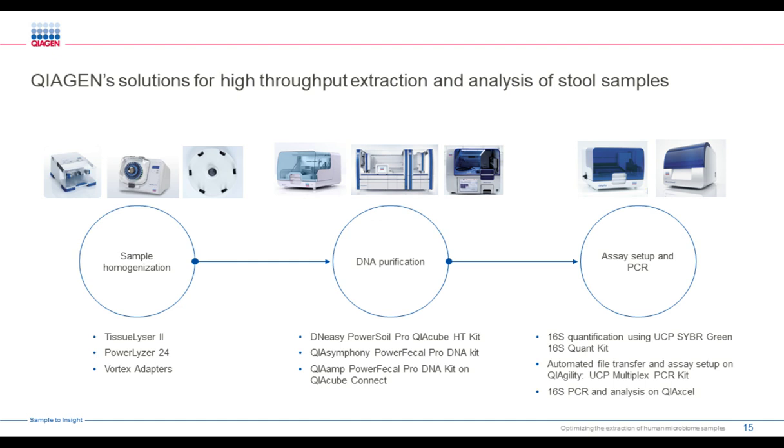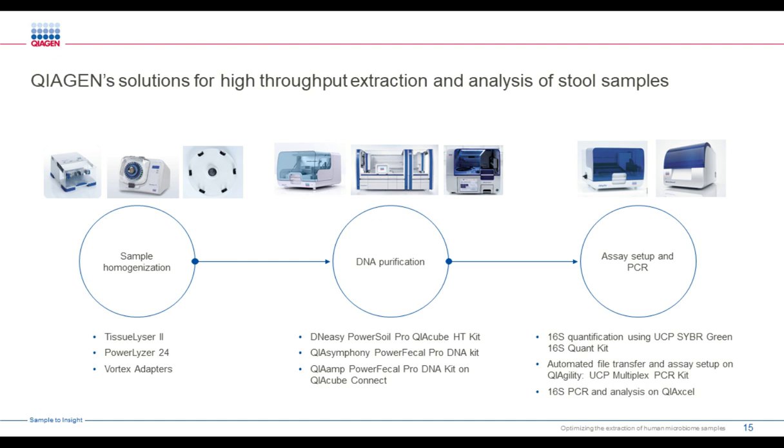But the improvements for your DNA extraction are, of course, not limited to sample transfer. The sample extraction itself can be automated, and we've done that in multiple different ways. We have different instruments for the sample homogenization, from the standard vortex adapters, which can do up to 24 samples, to the PowerLyzer 24, which can also do 24 samples in a faster method, to the TissueLyzer 2, which can do up to 96 samples, or even 192 if you do 2 96-well plates, which are also available as an option.